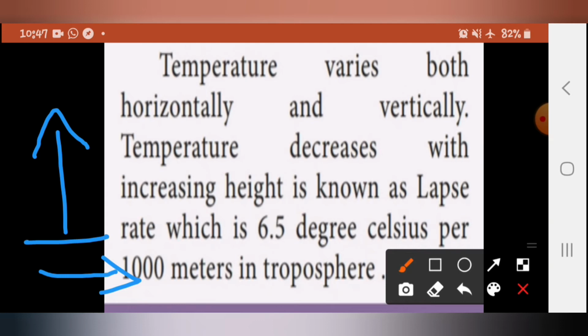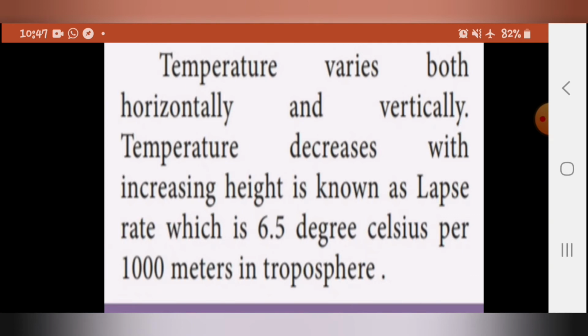Temperature decreasing with increasing height is known as lapse rate, which is 6.5 degrees Celsius per 1000 meters in the troposphere. So from the earth's surface, as the height increases, the temperature decreases by 6.5 degrees Celsius per 1000 meters in the troposphere.